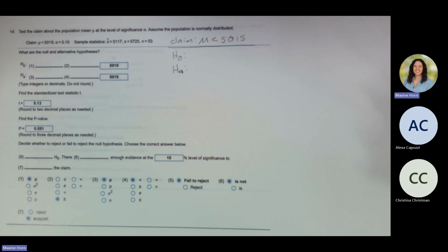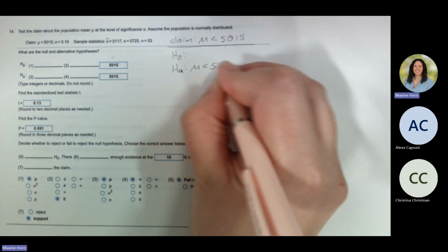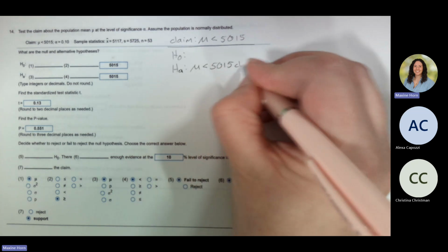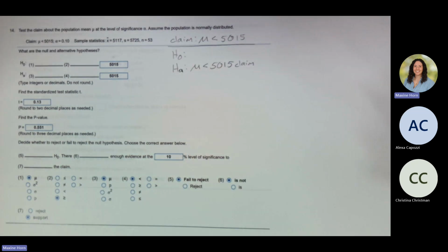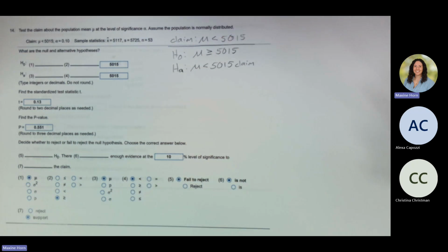So the null contains some type of inequality, and this is, I think, the first one that we have where our claim does not have that. The alternative is the one that has a strict inequality. So they finally have given us an alternative. So the claim is the alternative. Okay, great. So now we need to say, well, what is the complement of that? What is my null hypothesis? The complement of less than is greater than or equal to with the same number.